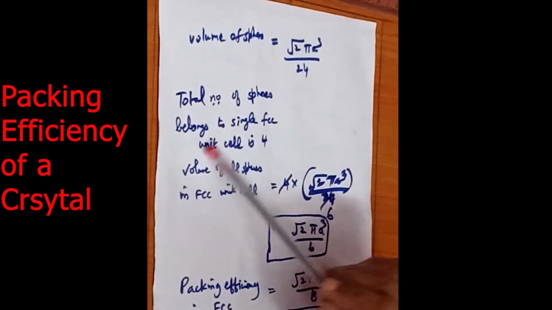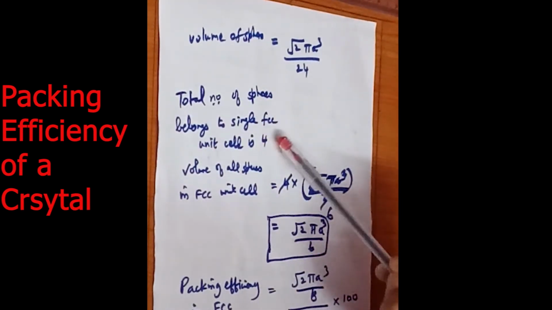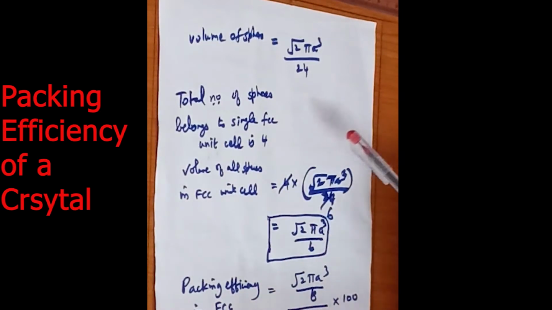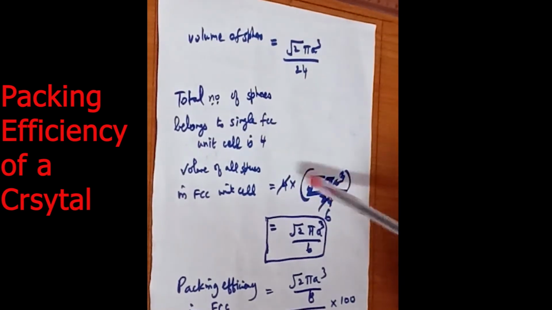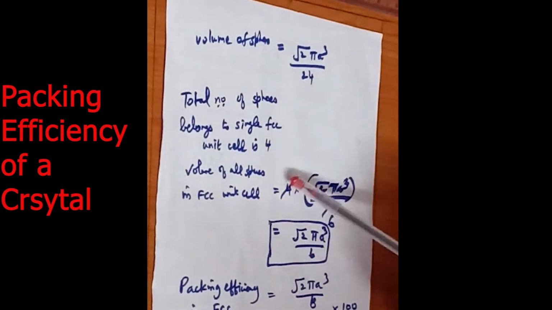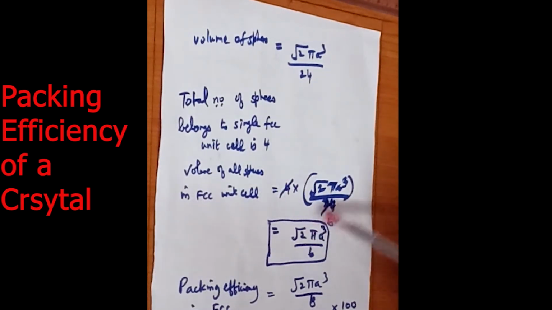So the total number of spheres that belong to a single face-centered cube unit cell is 4. So you have to multiply by 4. So 4 into root 2 pi a cube by 24. When we substitute, the 4 and 24 cancel, and 6 times 4 is 24. So remaining will be root 2 pi a cube by 6.